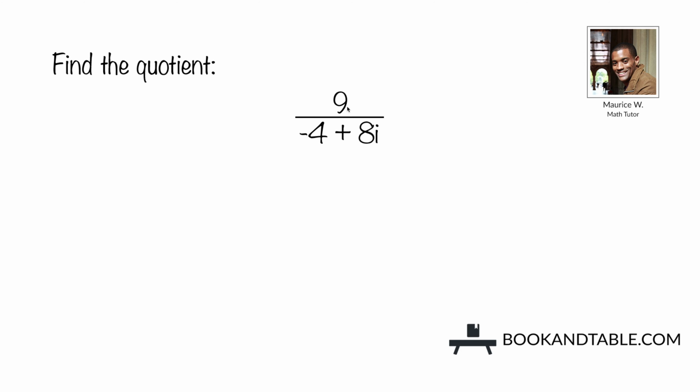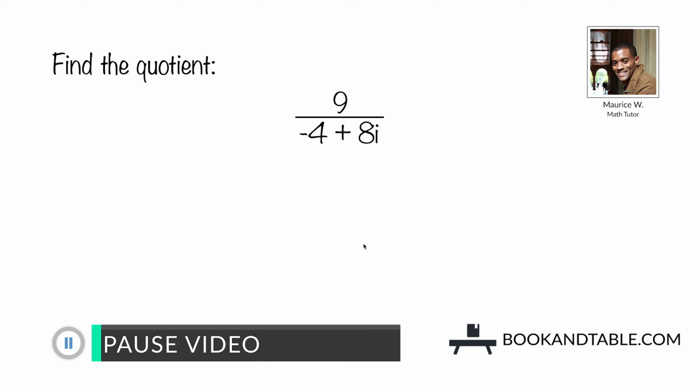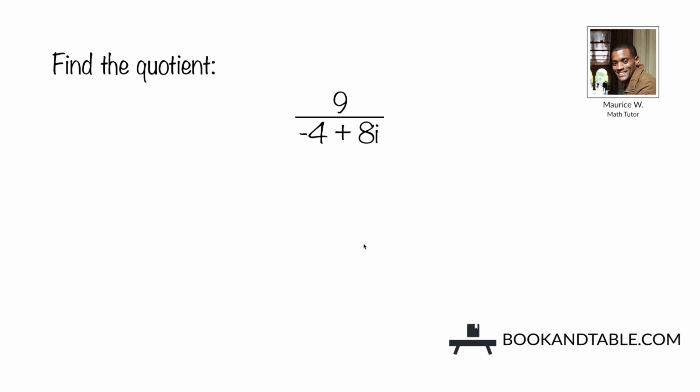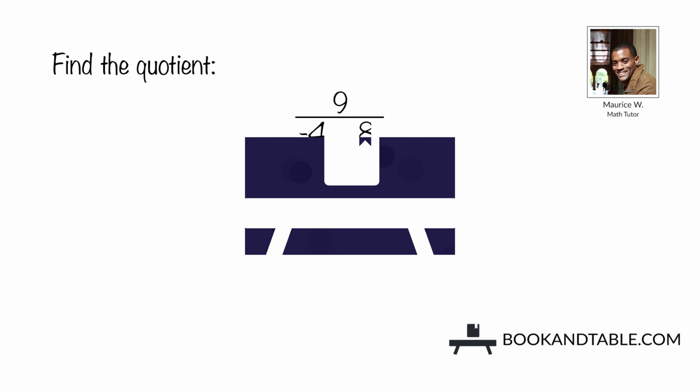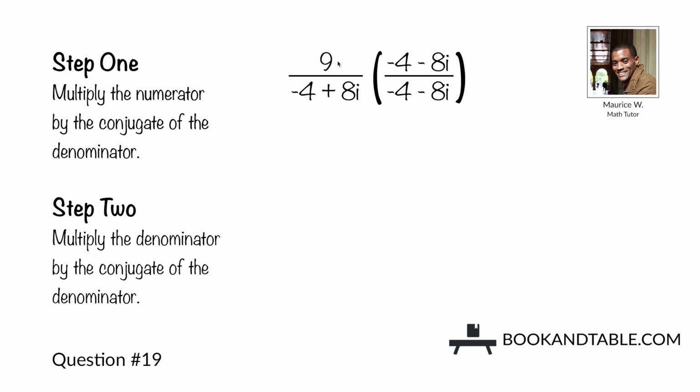Find the quotient of 9 divided by -4 plus 8i. Pause the video, answer this question, and then press play when you are ready to begin. So we are going to multiply the numerator and denominator by the conjugate of the denominator. We are going to change the sign between our real number and imaginary number from positive to negative. So we'll be multiplying the numerator and denominator by -4 minus 8i.